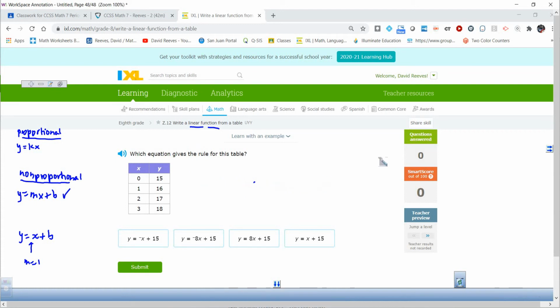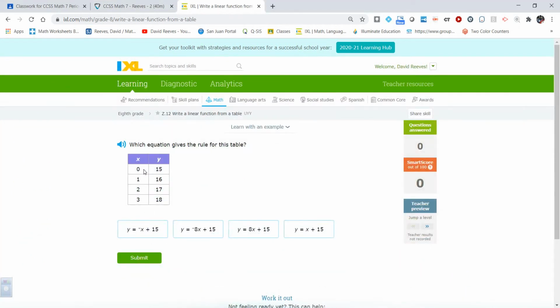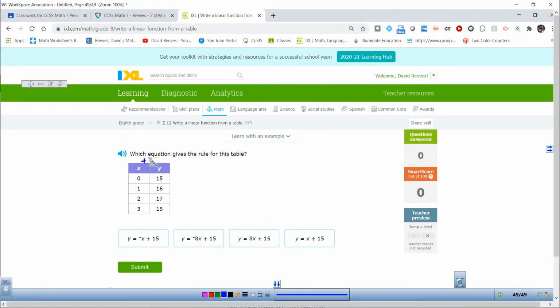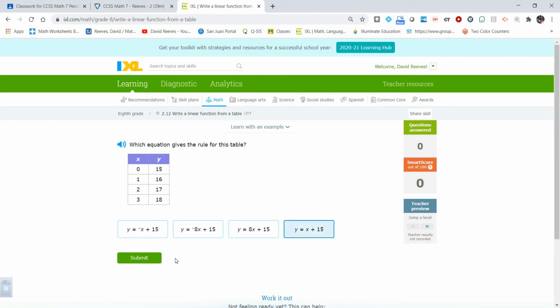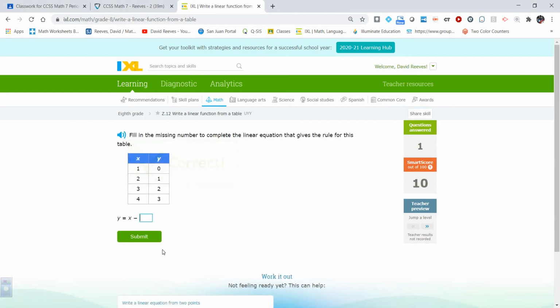Okay, so if we take a look at this first table right here, from 0 to 15, what happened? They added 15, right? Did they do that same thing from 1 to 16? And you can see that the answer is yes. They simply added 15 every time. So what does that tell us? Y is equal to x plus 15. If you want to know what y is, simply add 15, and that is that one right there.